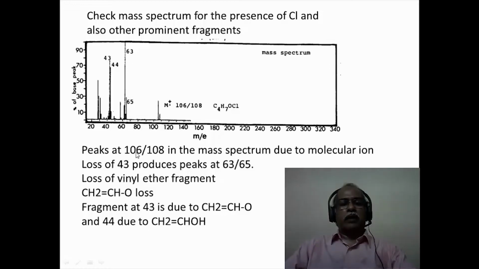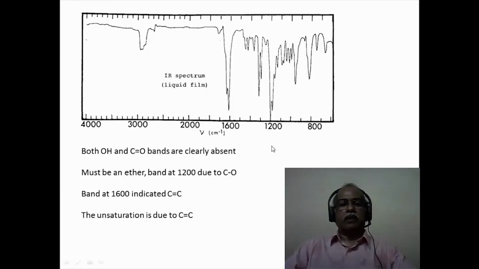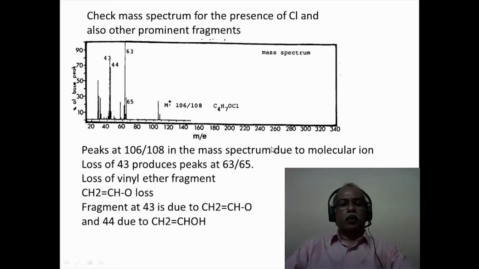The 43 unit could be an acetyl group, but there is no carbonyl functional group as far as the infrared spectrum is concerned, so it cannot be an acetyl functional group. It could be an isopropyl group, or it could be a vinyl ether kind of system. The vinyl ether also will have the mass unit of 43. So because of the carbon-carbon double bond being present in the system, one could assume that it could be a vinyl ether, and the loss of the vinyl ether fragment, which corresponds to 43 loss from the molecular ion peak, gives the 63 and 65.